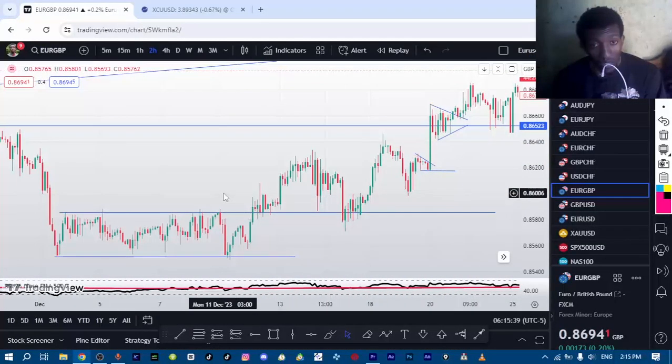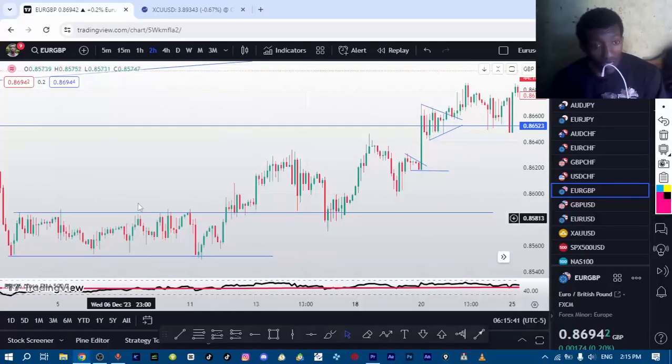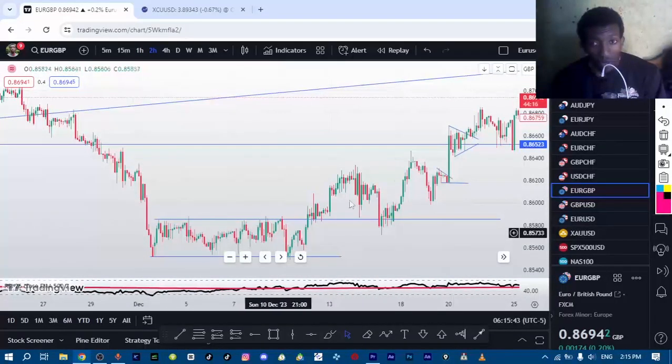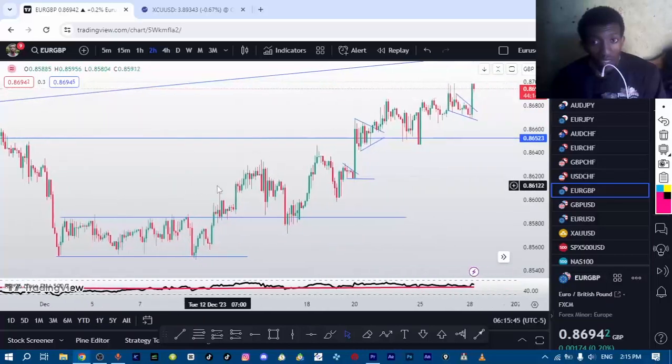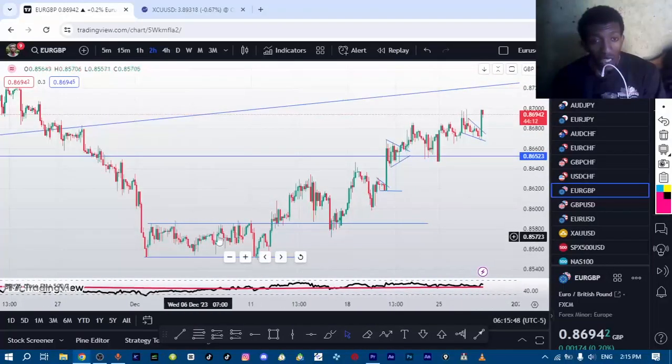Because there will be some fake outs. As you can see here, there was a huge consolidation before reversing direction. So this is what I am telling you. I love rectangles, horizontal rectangles. So break and retest, baby. This is amazing.